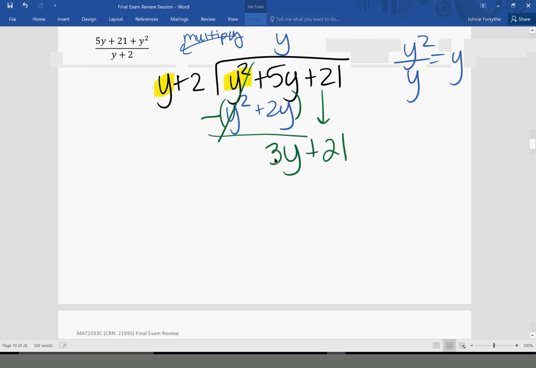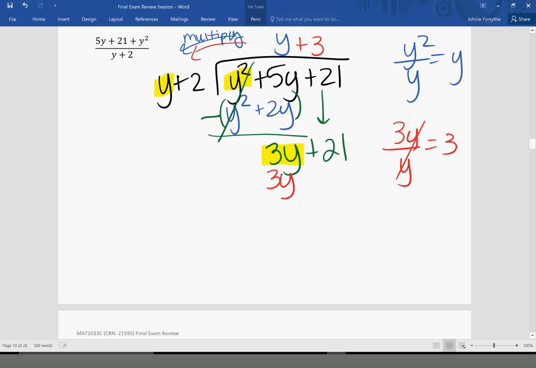Now we're going to do it again with the leading terms. We're going to say 3y divided by y. So 3y divided by y equals 3. So we're going to write positive 3 up here, and then we're going to multiply. 3 times y is 3y. 3 times 2 is 6. Then what we're going to do is subtract the entire thing. 3y minus 3y cancels out. 21 minus 6 is 15. So this is your remainder.